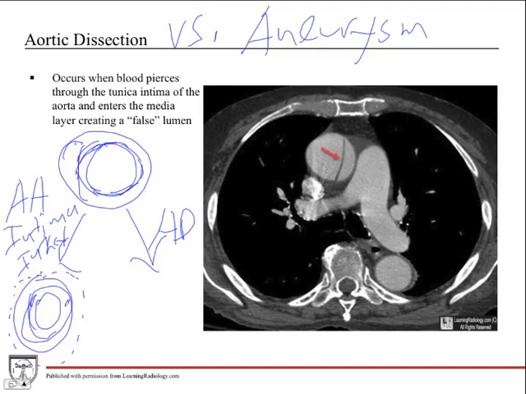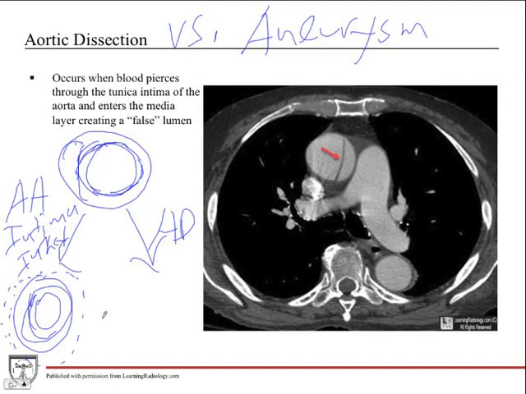There's no accumulation. The reason why it's ballooning out is because for some reason either you have Marfan syndrome and you don't have that elastic tissue, or your vasa vasorum is full of atherosclerosis, and you have ischemia of the wall of the aorta. Something is causing the wall of the aorta to become very weak and expand out like this, like we've shown in this dotted line.